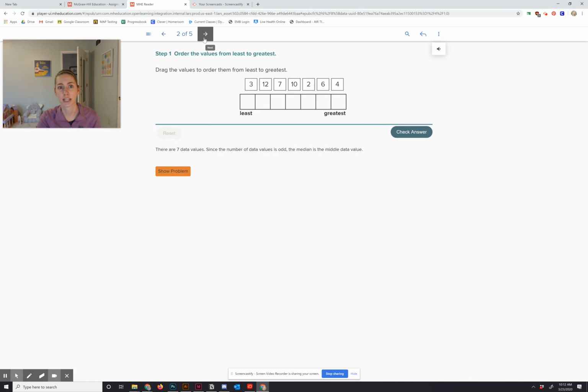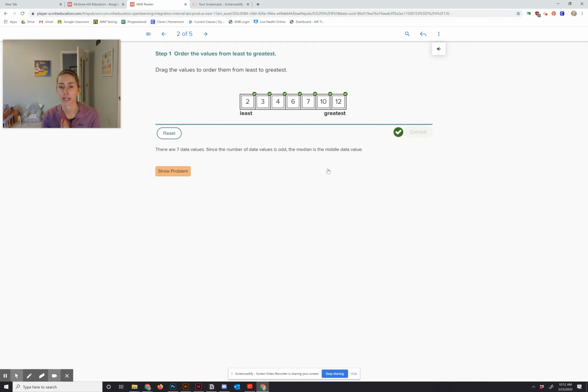When you click the next button on your slide, it's going to have you organize from least to greatest. I'm going to drag my 2, the smallest value, and put that in the least box. My 12 is the greatest value. Then I'm going to fill it in from there. The next greatest value after 2 is 3, then 4, then 6, 7, 10, and 12. Now I have it in order from least to greatest, and I'm going to check my answer, and that's correct.